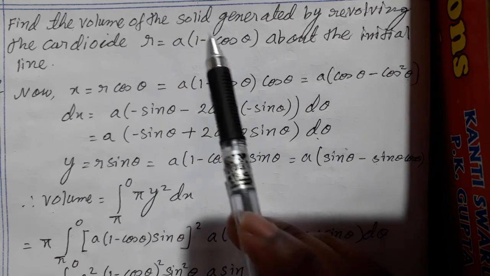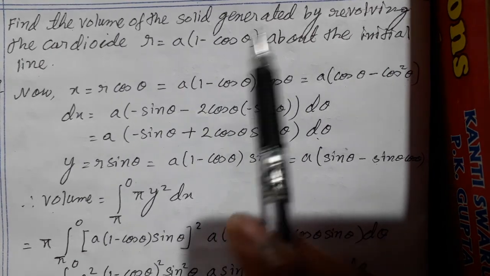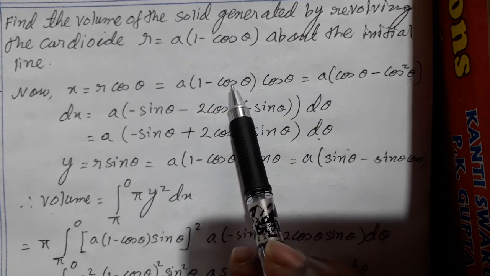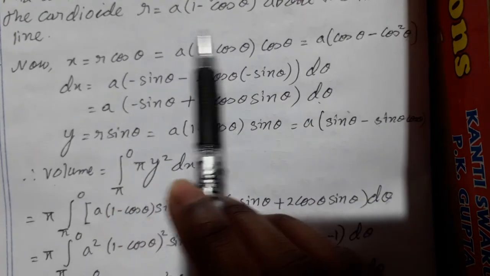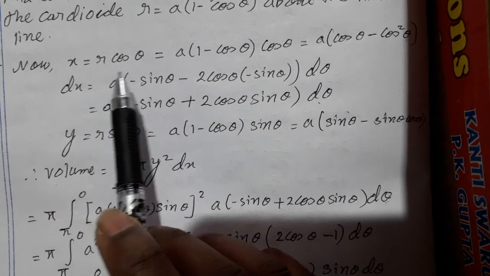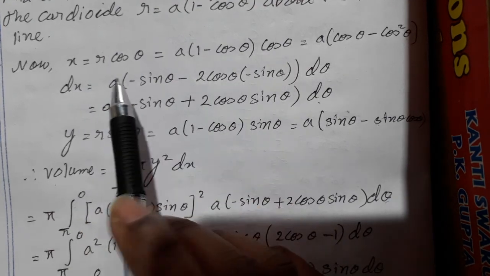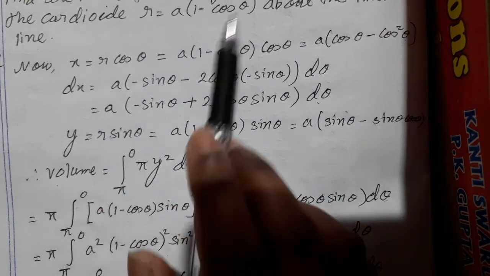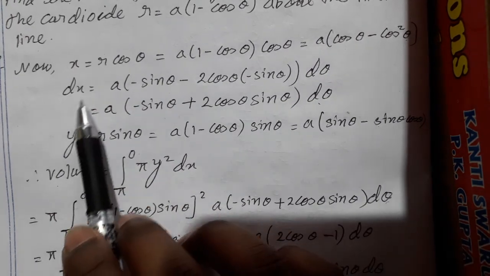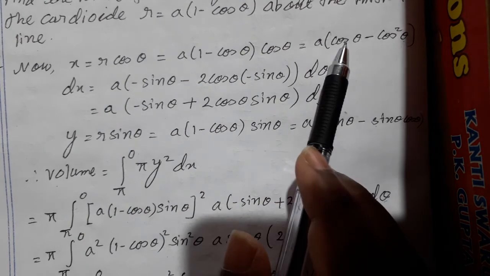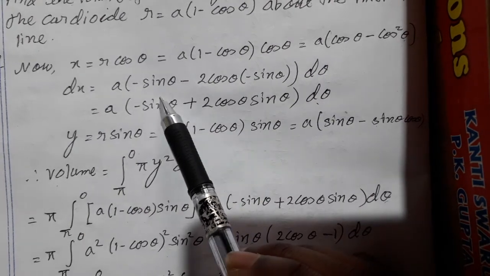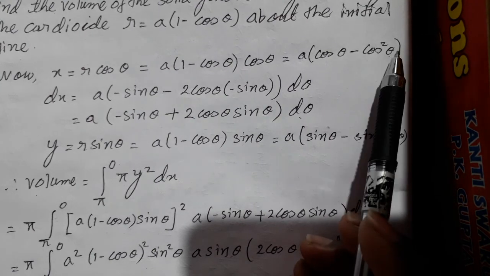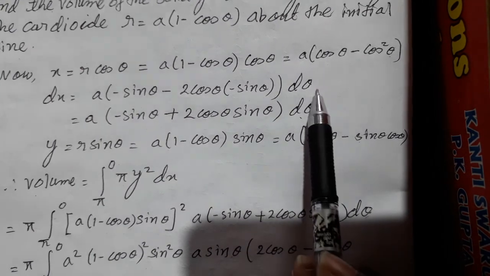When you have the cardioid of this form, the limit is pi to 0. And if you have a cardioid r equal to a(1 plus cos theta), the limit will be 0 to pi. So here, whenever you take a polar form, we have x equal to r cos theta and y equal to r sin theta. You put the r value here and multiply, then you find the differentiation of this. The differentiation of cos theta is minus sin theta. The differentiation of cos squared theta is 2 cos theta times minus sin theta d theta.